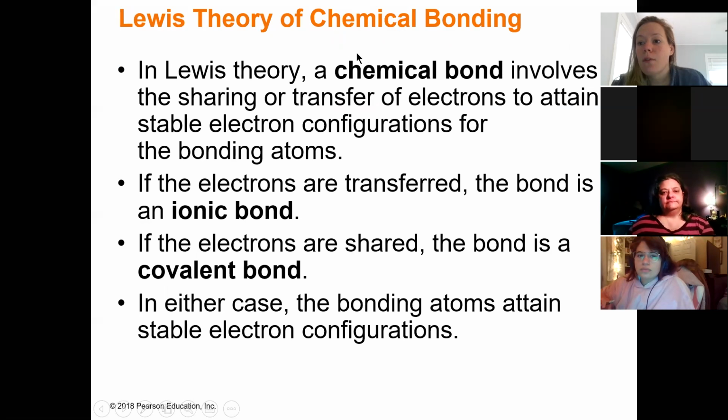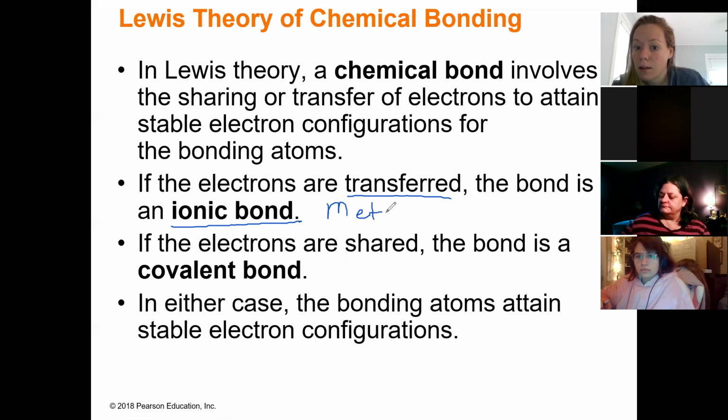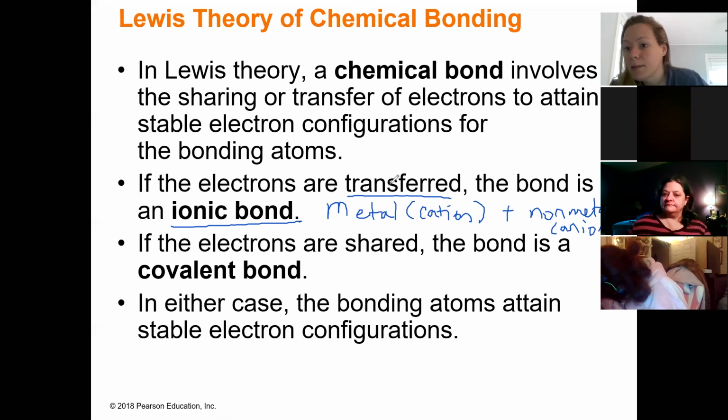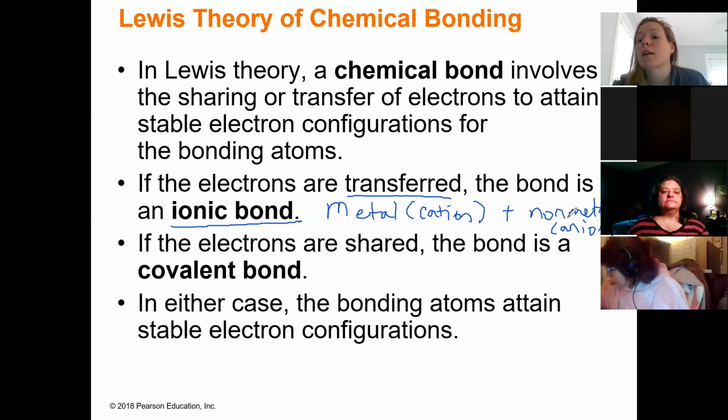So, Lewis theory of chemical bonding. In Lewis theory, a chemical bond involves either a sharing or a transfer of electrons. Remember, when we're transferring an electron, we're talking about an ionic bond. Another way to think of that is a metal, which is a cation, and a nonmetal, which is the anion. When I say cation, I mean a positively charged thing, and an anion is a negatively charged thing. The positive thing is getting rid of the electron. The negative thing is taking the electron on, and then their charge differential makes them stick together.